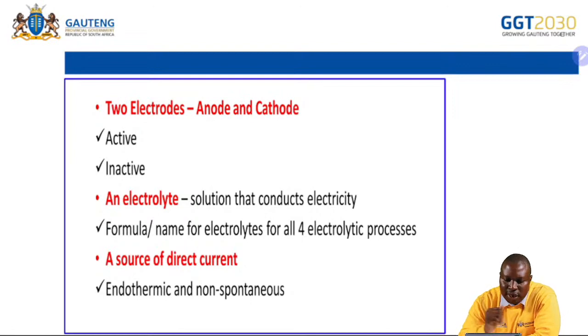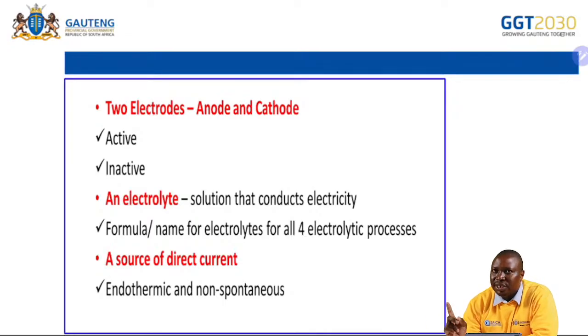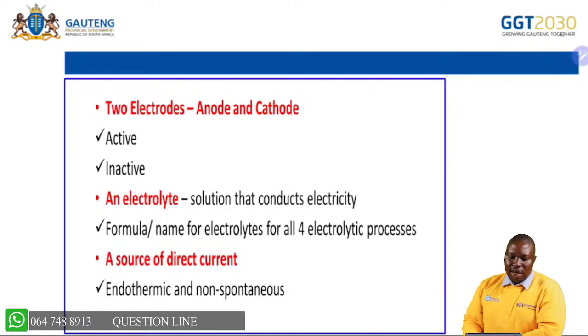So we still have two electrodes, the anode and the cathode. The difference now is that the anode is positive and the cathode is negative. I want to emphasize that because that is one of the biggest mistakes that we make. And once you make that mistake, you lose the marks for the whole question. These electrodes are indicated, some are active, some are inactive. I will show you as we move.